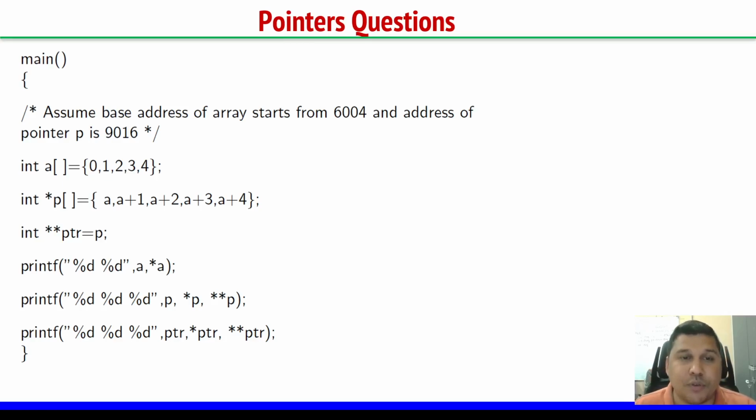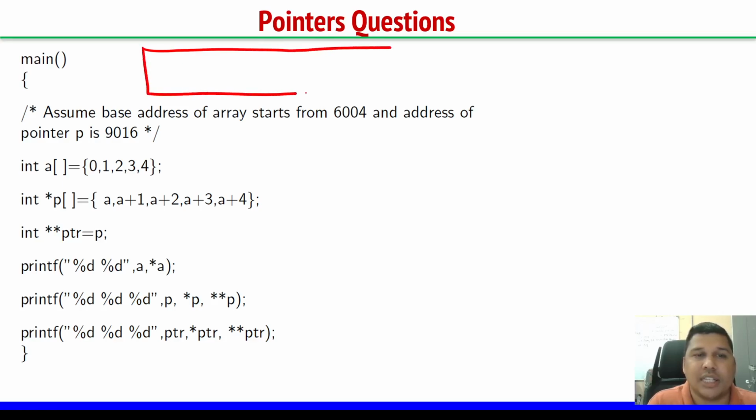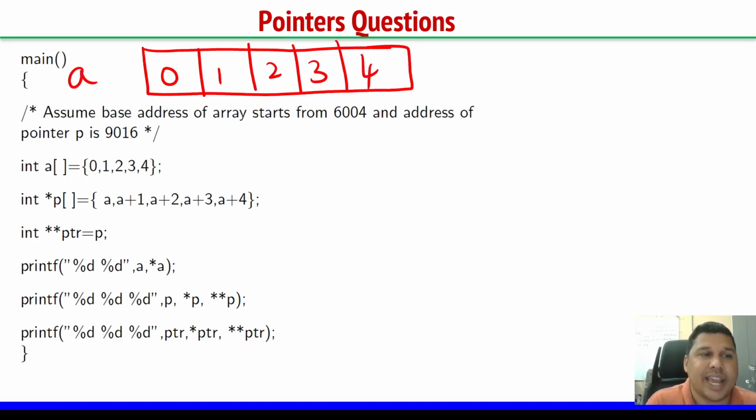Yeah, this is one very important question. Please pay attention and try to understand this. For any given pointer problem, the best way to solve is to represent the memory locations. Draw a box like this. Let me draw the array box here. So we have 0, then 1, 2, 3 and 4. This is given to us as A, and assume the base address of the array starts from 6004. So this is 6004, this is 6008, 6012, 6016 and 6020. I have my array A like this.